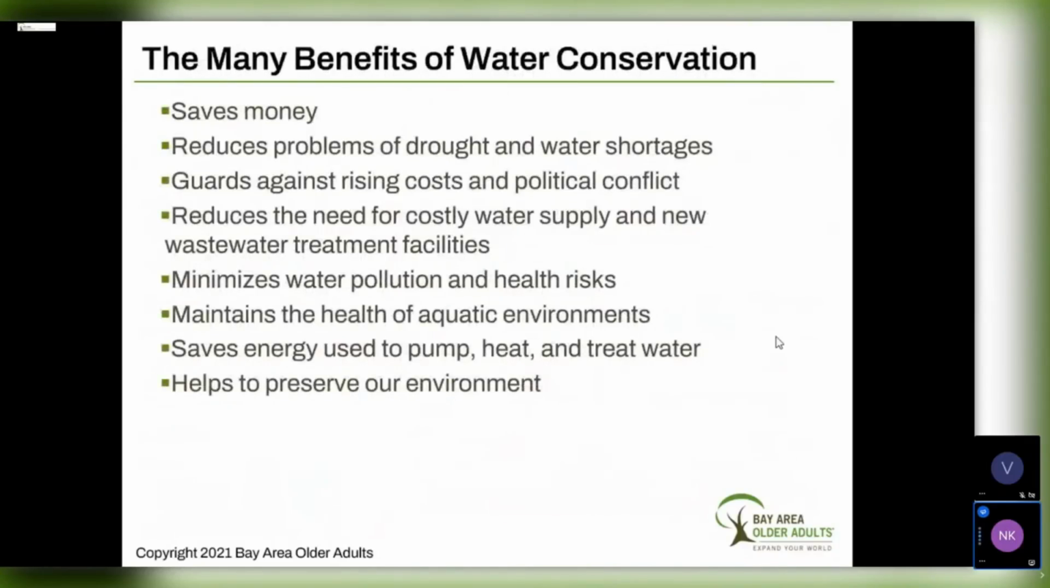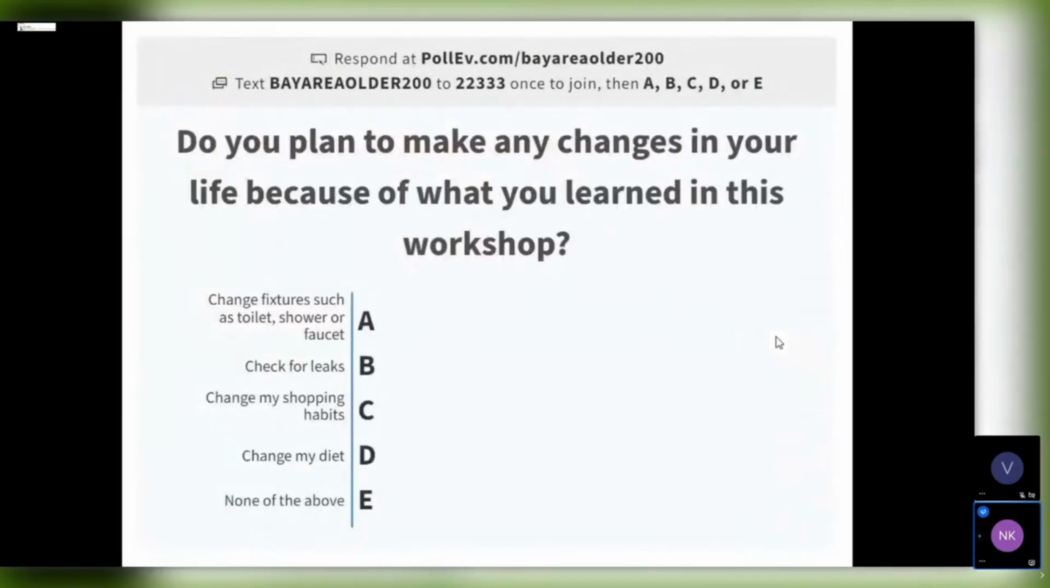You may have thought about some of the benefits of water conservation. In general, it saves money, and that's always a good thing. And then it also preserves the environment in several ways, and I've listed just a few of them here. So, my next question to you is, do you plan to make any changes in your life because of what you have learned in this workshop?